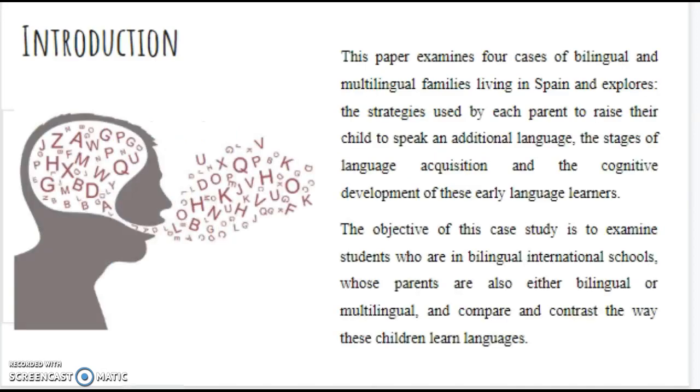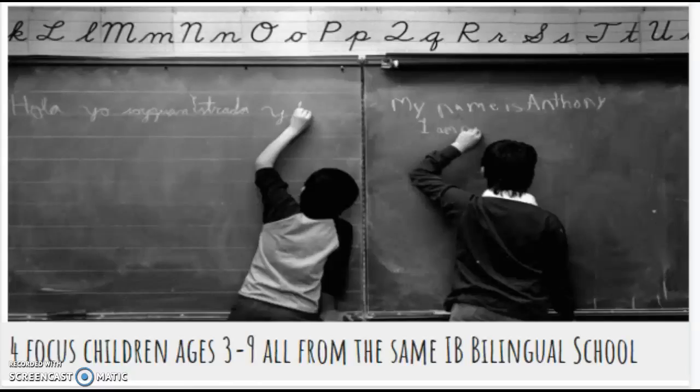Four parents were used in this case study in order to examine the strategies used by each set of parents to raise their child bilingually, and in one case multilingually, as well as identify the stages of language acquisition and the cognitive development in each of these early language learners. The overall goal of the study was to examine students in bilingual environments, both at home and at school, and compare and contrast the way that these children learn languages.